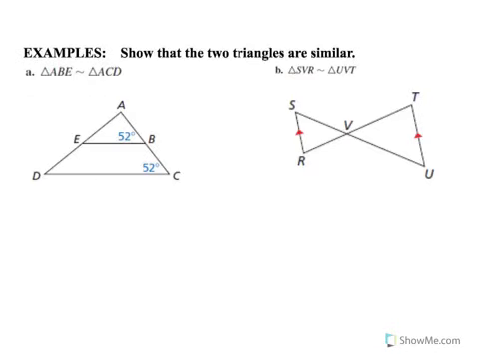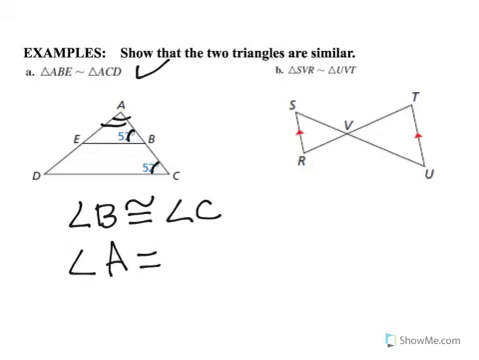Okay, we need to state that these two triangles are similar. Well, actually, they're already stated to be similar. We need to show it. So if we look at this first one, they both have given us that they're 52 degrees right there. So we can say that angle B is congruent to angle C. Then we have to find another angle in there that would be congruent. If you see up here, they both share angle A. So we could say that angle A is congruent to angle A. Then we have two angles that are congruent in both of those triangles, so the triangles are similar.